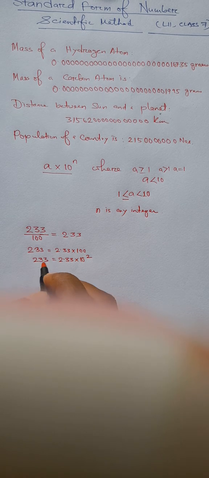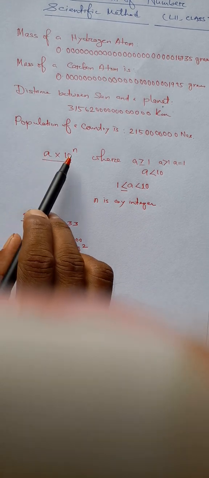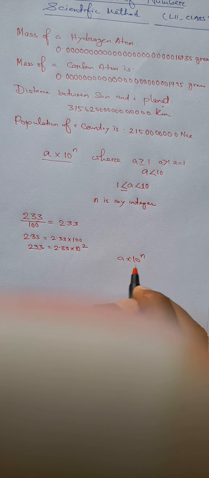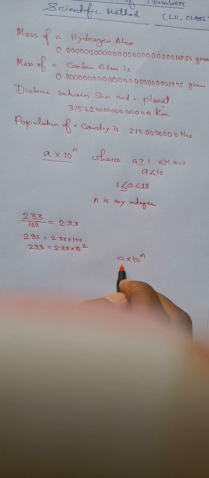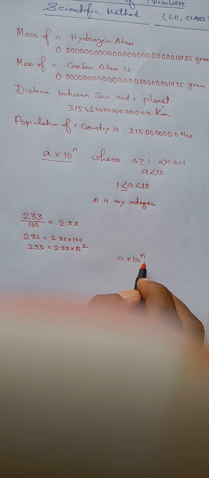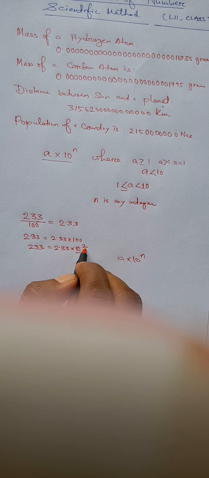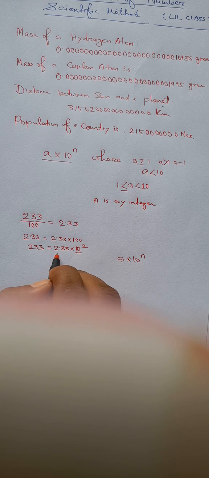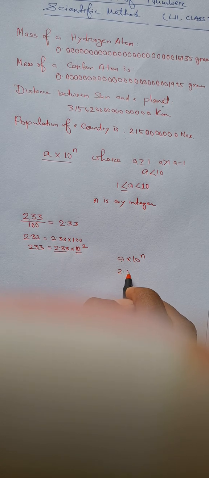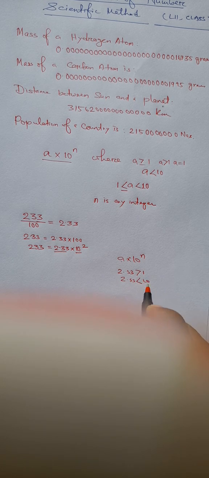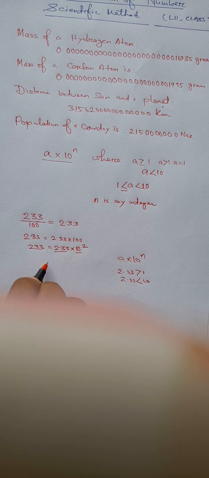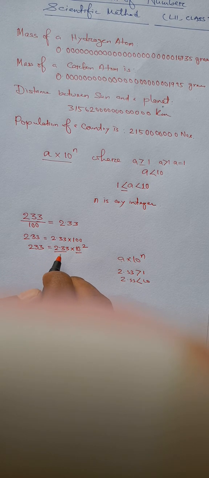So you see 233 is expressed in this style: a into 10 to the power n. a is a number between 1 and 10, including 1, multiplied by a power of 10. Here the exponent of 10 is 2, which is an integer, and a is 2.33, which is greater than 1 but less than 10. So we express 233 in scientific style, our standard form, like this: 2.33 into 10 to the power 2.